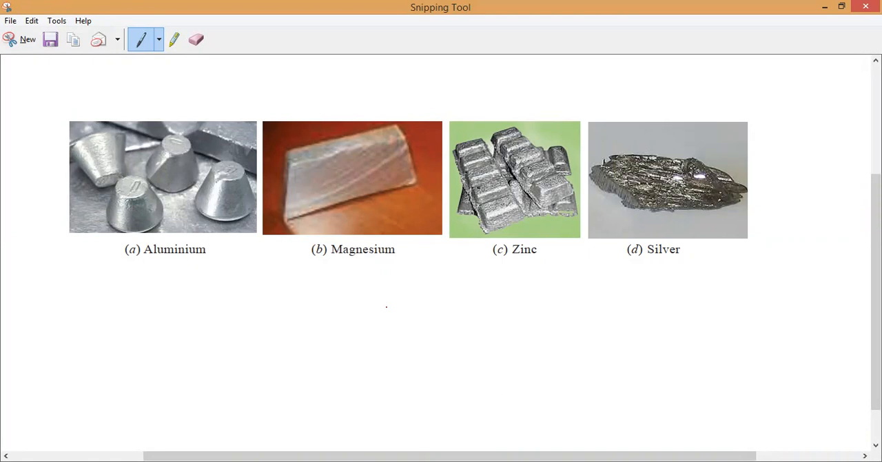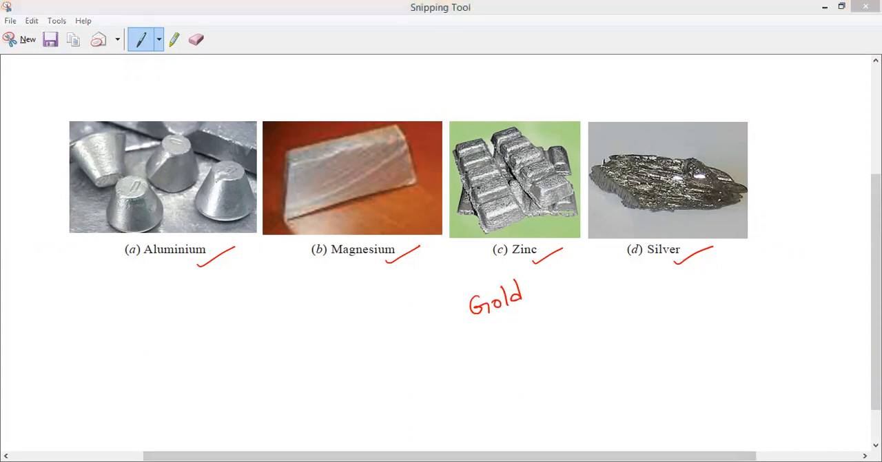So here I am showing you four metals. What metals can you see here? Aluminium, magnesium, zinc, silver. Now, are there any other metals which you know? Let me see who will give examples. Gold. Do you know gold? Yeah, gold is a metal or not? Gold. Next, you don't know other metals?